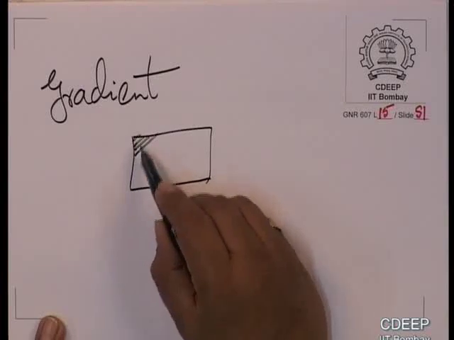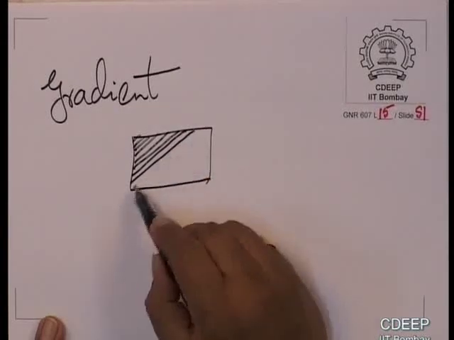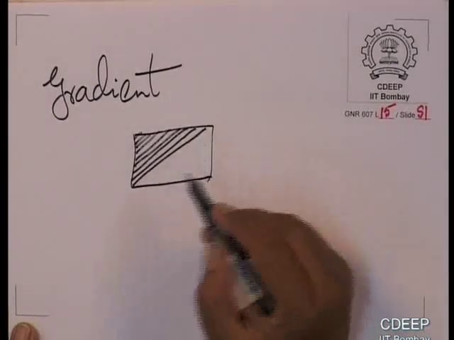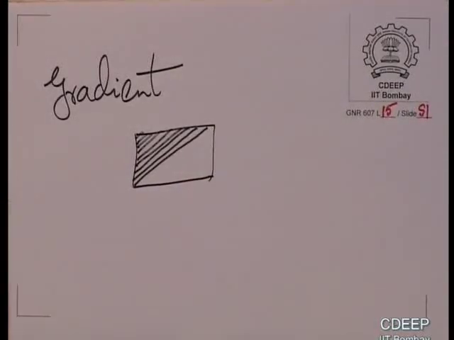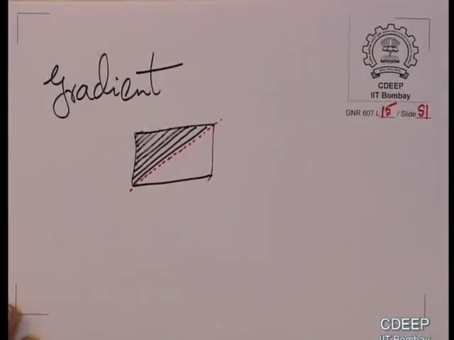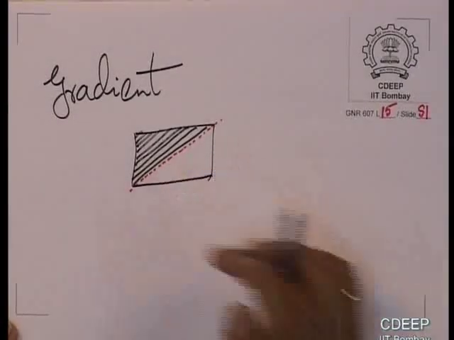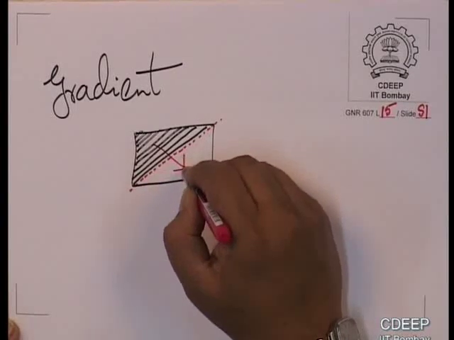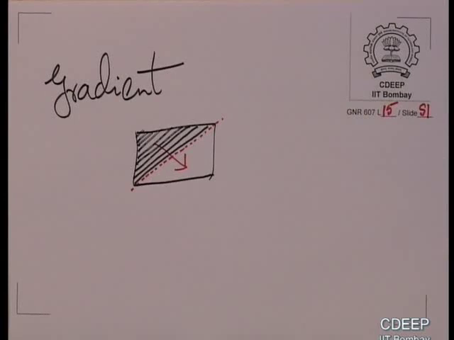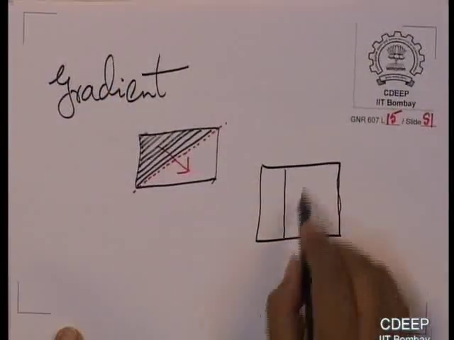suppose this region is dark and this region, the other side, is white, then you have a boundary. Of course, I am slightly going into the subsequent discussion. You have a boundary in this direction separating the white portion from the dark portion, and in the opposite direction there is a gradient, black to white, that is lower intensity to higher intensity, right. So the gradient inverse filter measures the intensity difference between pixels at adjacent locations.